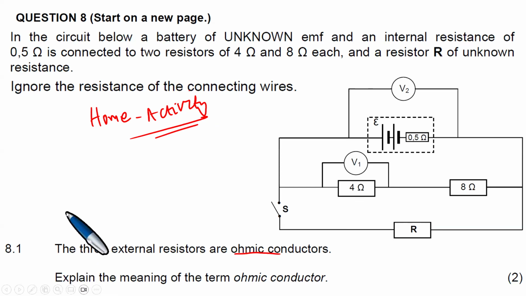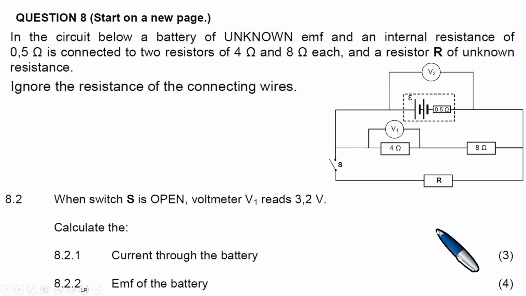Let's check another exercise. Then we're going to do these calculations. When switch S is open, voltmeter V1 reads 3.2 volts. Calculate the current through the battery. We need to find the current through the battery, and then we have to find the EMF of the battery. The current through the battery is 3 marks, and the EMF of the battery is 4 marks.